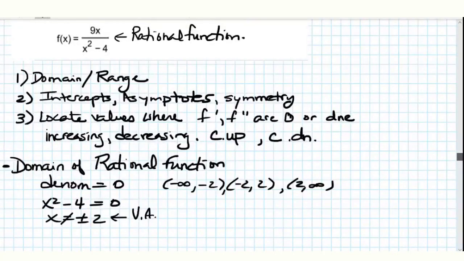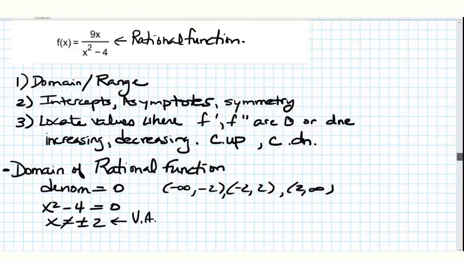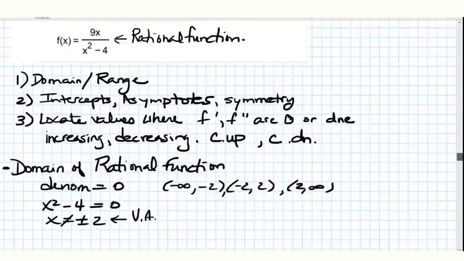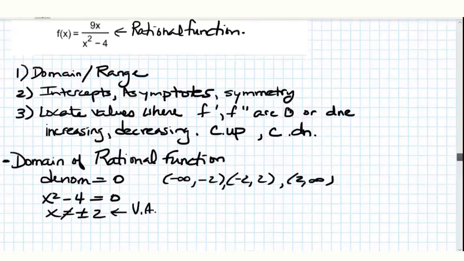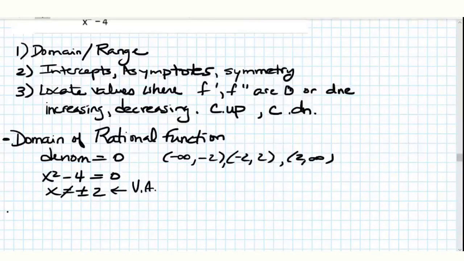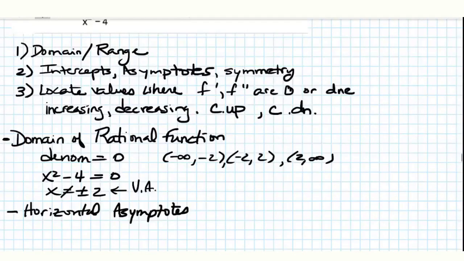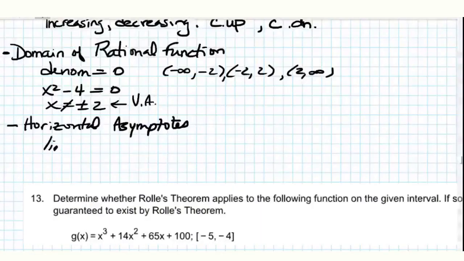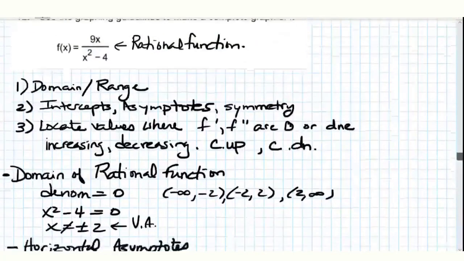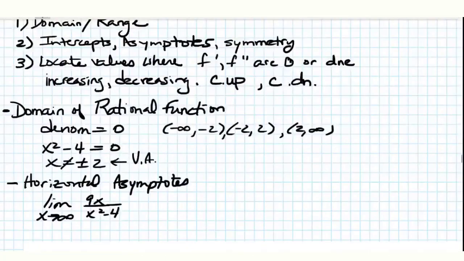Now, as far as the range goes, for that, we would want to look at some other things like horizontal asymptotes. So let's take a look at the limit to find horizontal asymptotes. We're talking about limits to positive and negative infinity. So the limit, for example, as x goes to infinity of this function, which is 9x over x squared minus 4. If that does approach a finite number, then that's going to be a horizontal asymptote, which means that the function is going to get really close to that value as x goes to infinity.